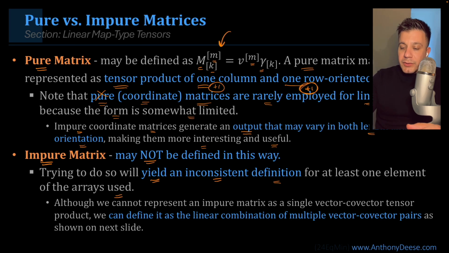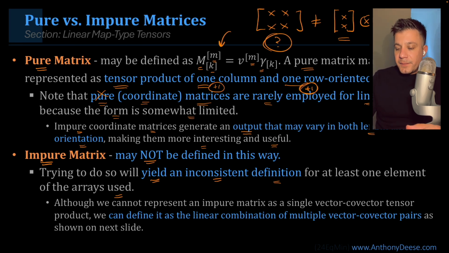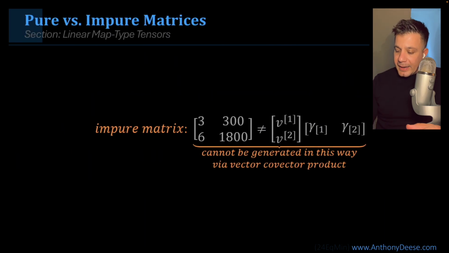So there are certain matrices that we can create that, no matter what values we employ for the column and the row-oriented array, we cannot generate that resultant matrix. Okay, and if we can't do that, then it's called an impure matrix. Now, why am I talking about this? Because we're going to see that the coordinate matrix of our linear map type tensor will most likely be impure. Again, because we want to have the ability to vary orientation as well as length.